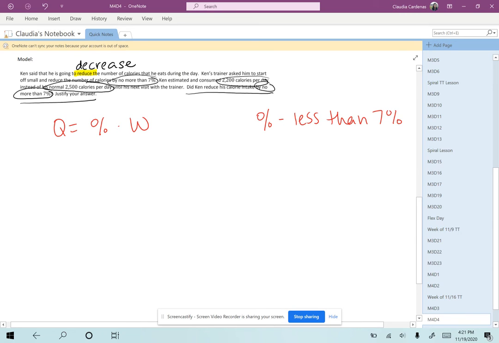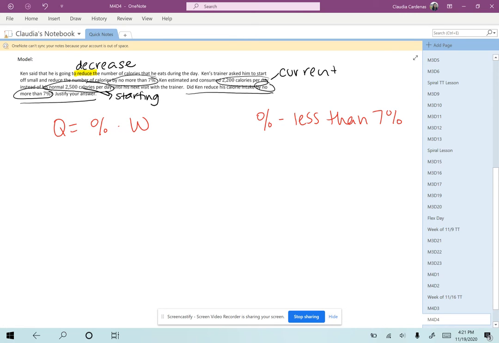So we do have the amount of calories he consumes now versus the amount of calories he used to consume. So I see that this is his amount now. The 2,200 is the current, and the 2,500 is the starting amount. That's how he started, or that's how he's been eating, and now he's reduced it down to 2,200 calories.